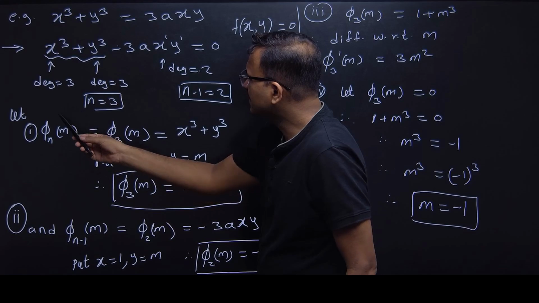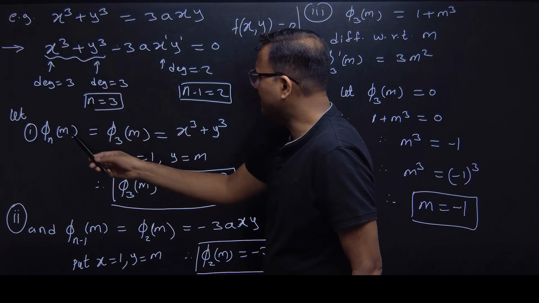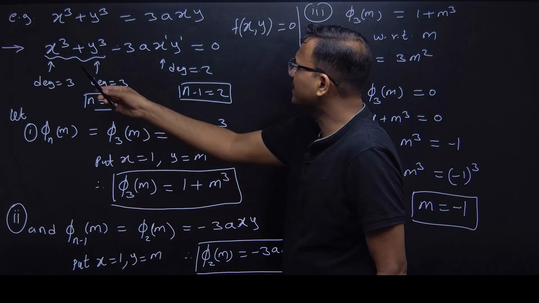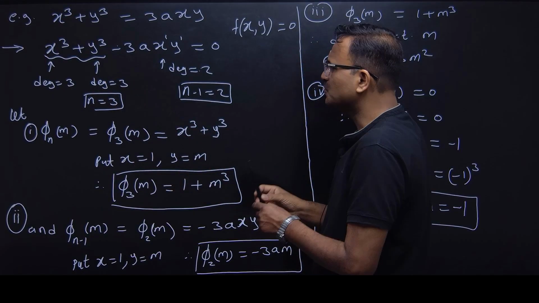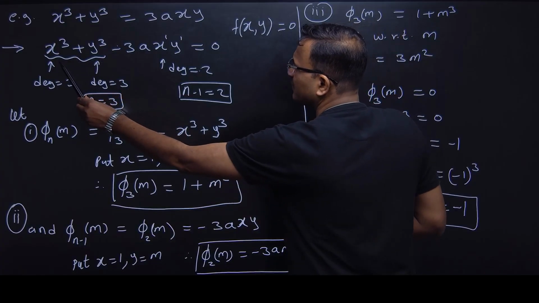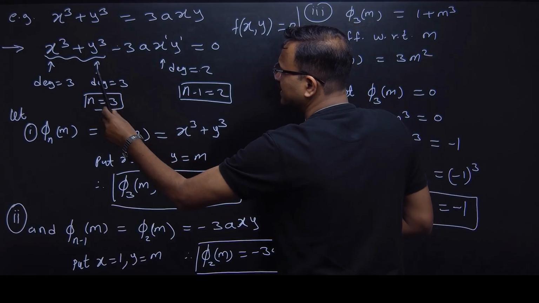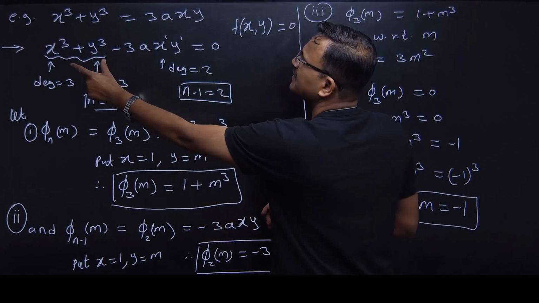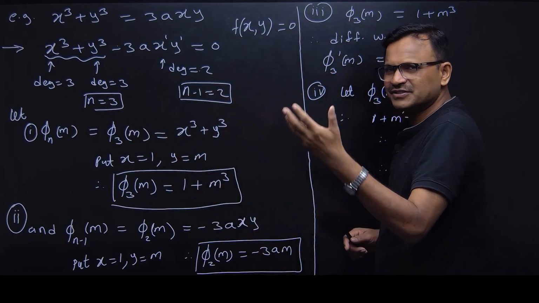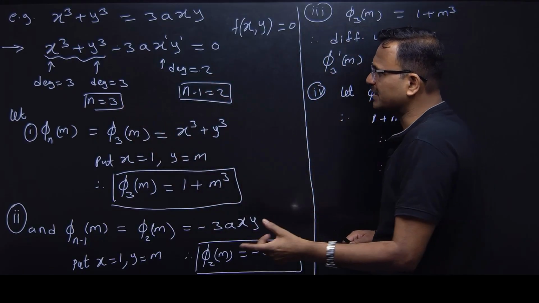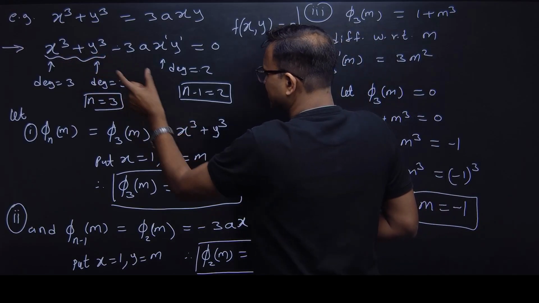We label it as phi nm. So phi nm in this case is phi 3m, since the degree of these two terms is 3. So phi 3m is x cube plus y cube. We saw that in the given equation there are two terms with degree 3, and these are the highest degree terms. There is no term like x raised to 4, no term with degree more than 3. These two terms become the highest degree terms.